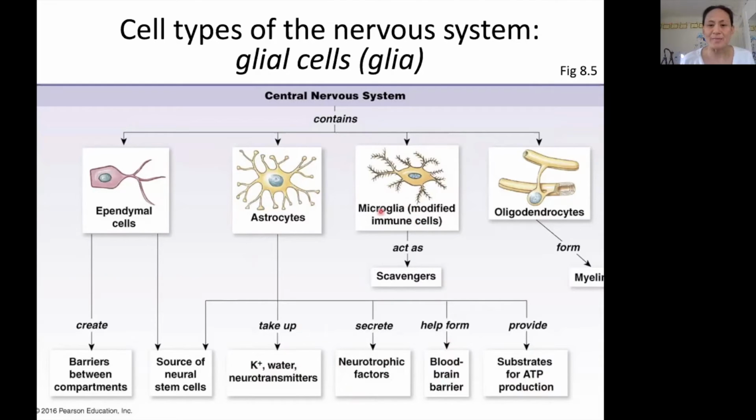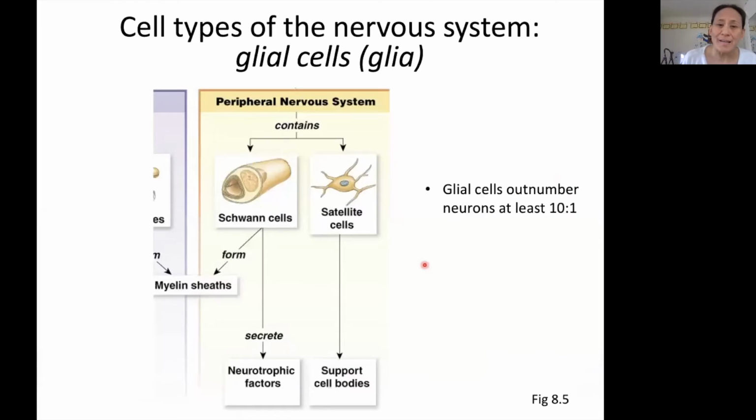And then we've got these guys, microglia, that are kind of like the janitors of the nervous system. So they go around picking up waste. Okay. These are the glia of the peripheral nervous system. I just realized you don't yet know central versus peripheral nervous system, but that's okay. So we've got Schwann cells and satellite cells. They're going to support cell bodies. These guys are going to secrete neurotrophic factors, which help with neuron health.